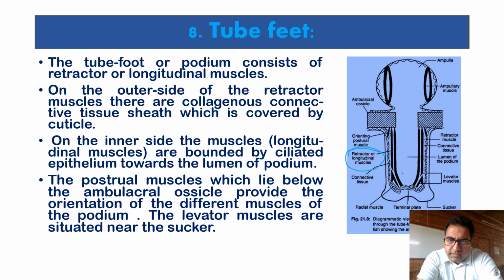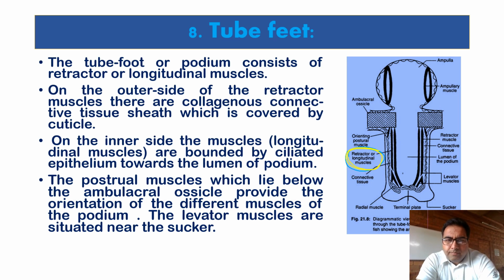I may now be using the yellow color. Retractor or the longitudinal muscles. And there is a collagenous connective tissue sheath which is covered by the cuticle. So on the inner side, the longitudinal muscles are bounded by the ciliated epithelium. So the inner side has the ciliated epithelium toward the lumen of the podium.